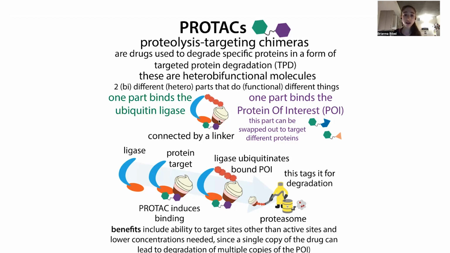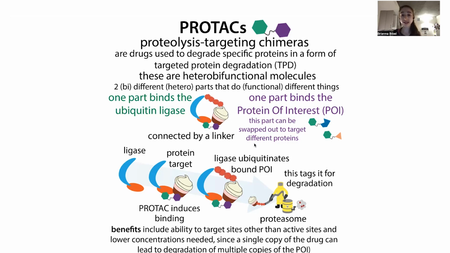And so in theory, if you have a molecule that can bind to a specific protein, you can then attach it to this molecule that can bind to the ligase. This will allow them to be brought together, and you form this ternary complex. So where you have these three things, you have your protein of interest, the ligase, and the molecule, and they're brought together. You get a functional complex. The ligase ubiquitinates the POI, the protein of interest, and it gets degraded.